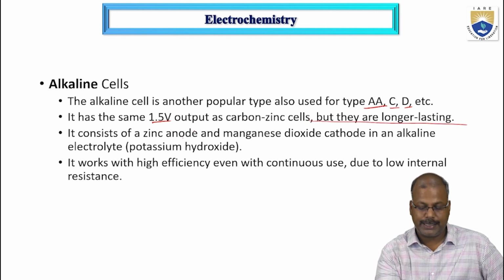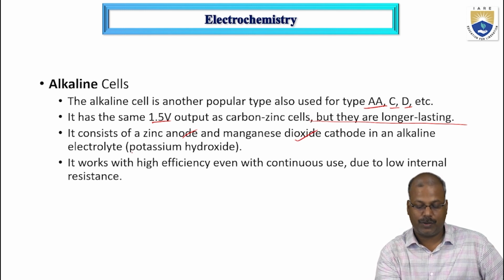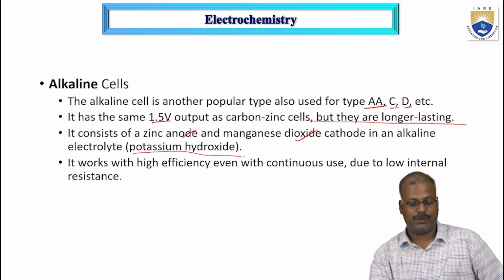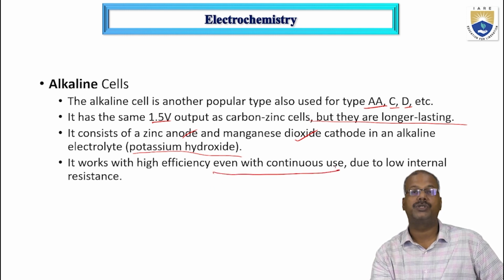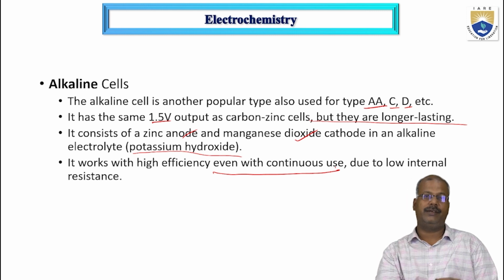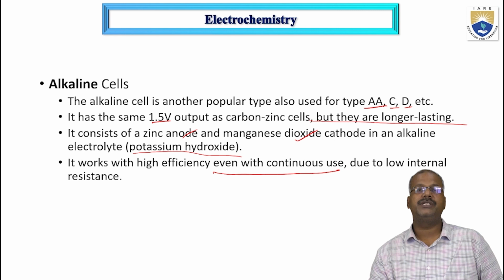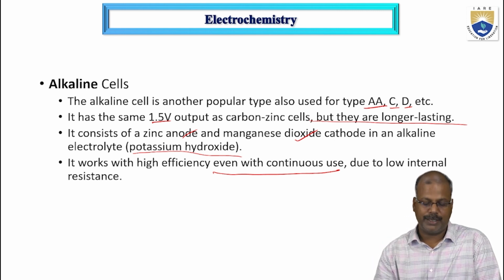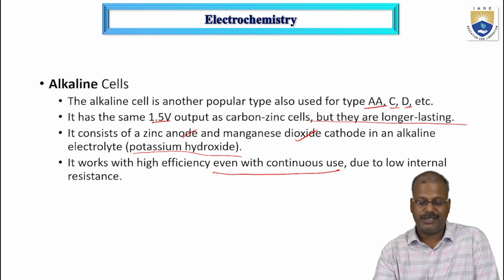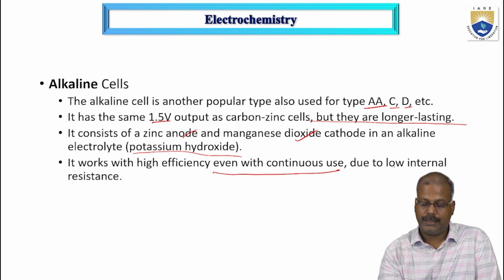It contains a zinc anode, manganese dioxide cathode, and an alkaline electrolyte. KOH is the alkaline electrolyte. It works with high efficiency even with continuous use. Like we have seen in the dry cell previous case, zinc, carbon, intermittent use is for better efficiency. Intermittent use we have told, but here in alkaline cells you can use continuously. It works with high efficiency even with continuous use due to low internal resistance.